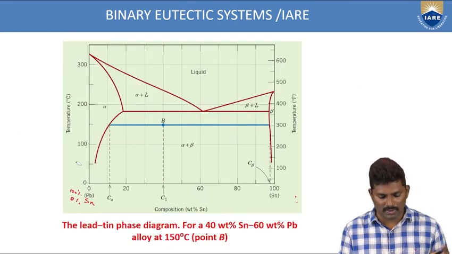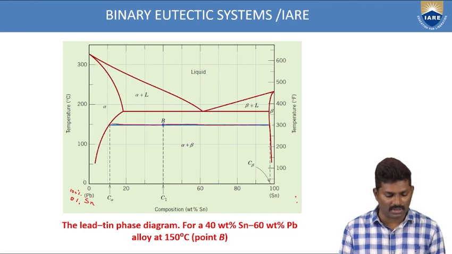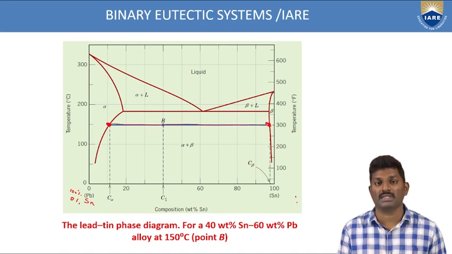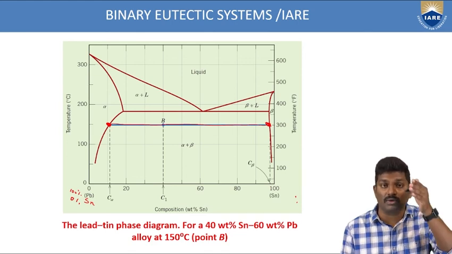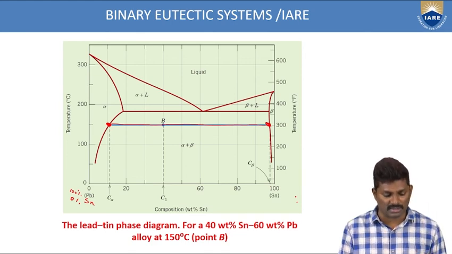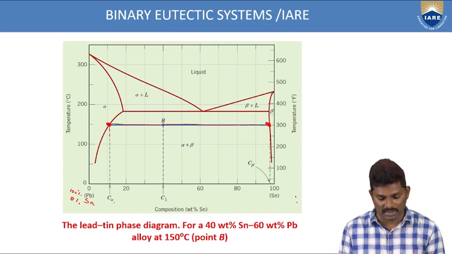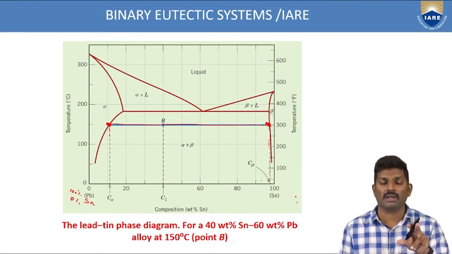So we are drawing a tie line. This is the tie line, and it has to intersect these two points. These are the two intersection points. From those two intersection points, you have to drop a perpendicular on the compositions line. So we are dropping perpendiculars like this. This is C alpha, the alpha region, and if you drop another perpendicular, you get C beta. So you are getting two perpendiculars.